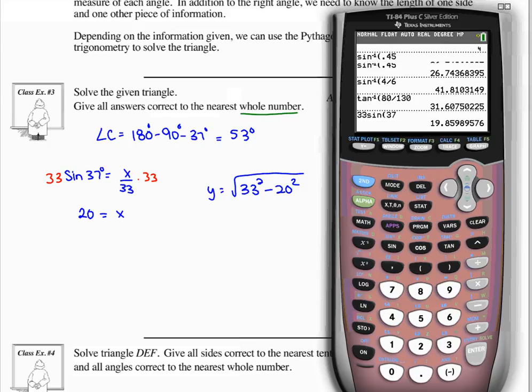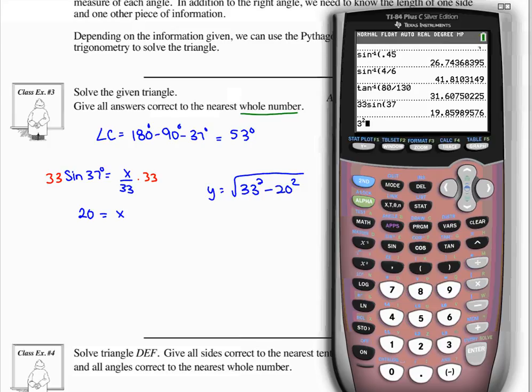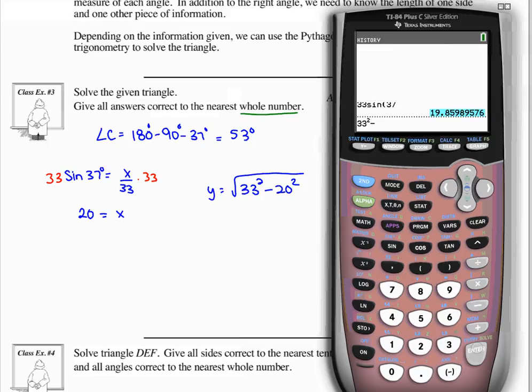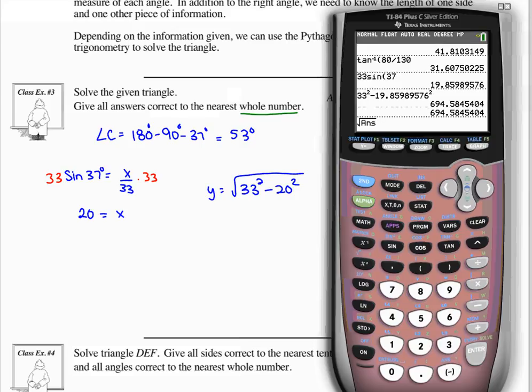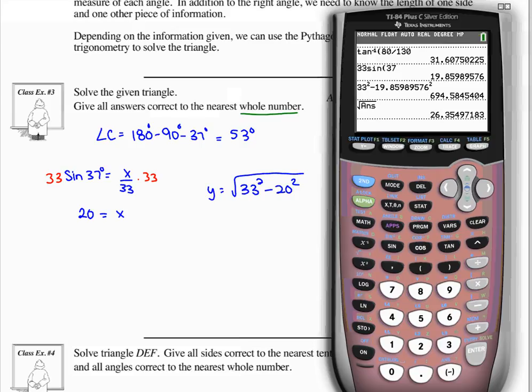So if you didn't use exact, you probably got the same answer. But it really should be 33 squared minus your previous answer squared. And then square root that. Which I think if you use 20, it gave you the same thing because it's low enough that it won't compromise it. So you got 26? Okay.